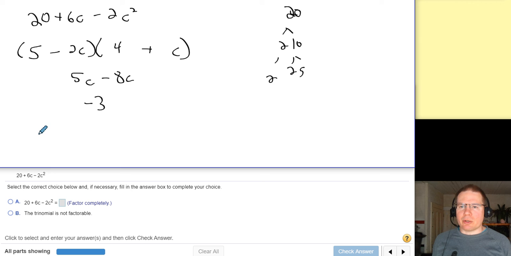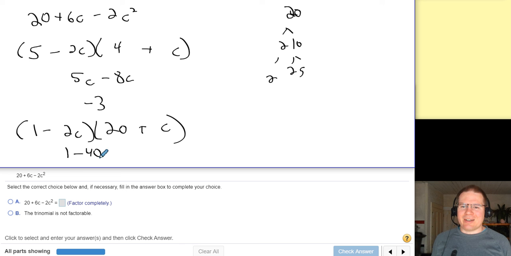Let me just write a new one here. So 1 minus 2c and 20 plus c here. So that's 20 times negative 2, negative 40 plus 1. That's negative 39c. And that's not going to work either. All right, so what am I doing wrong here? It could be that it's not factorable, but I'm not willing to give up yet. I know what I'm doing wrong.